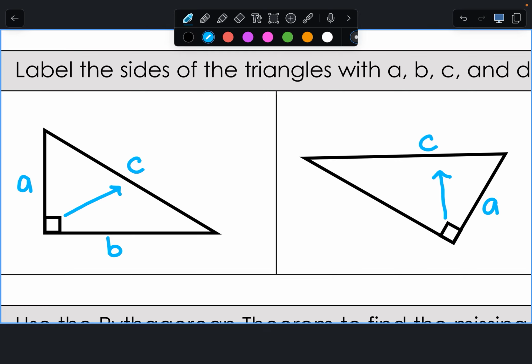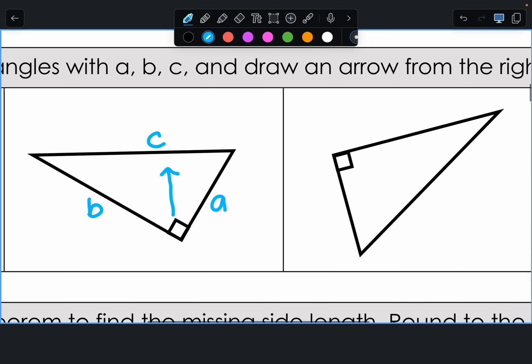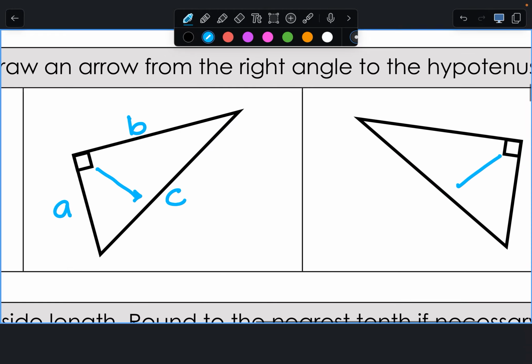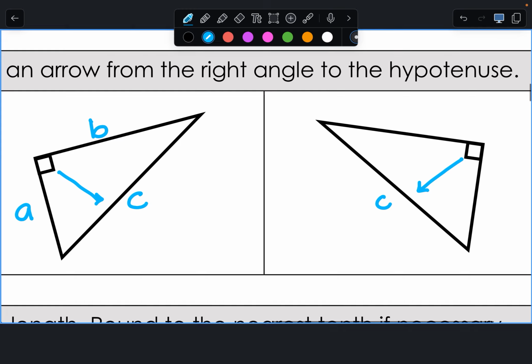So here's my A, here's B. Okay. C will always be across from the right angle. I'll label this one A and B. What is the name of side C? Hypotenuse, good. And I'm just going back over that because I made the mistake last year of not saying that word enough.